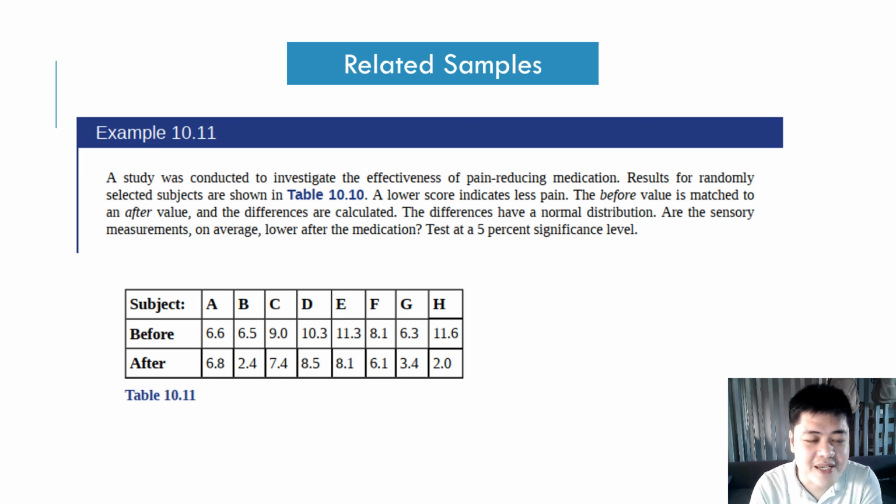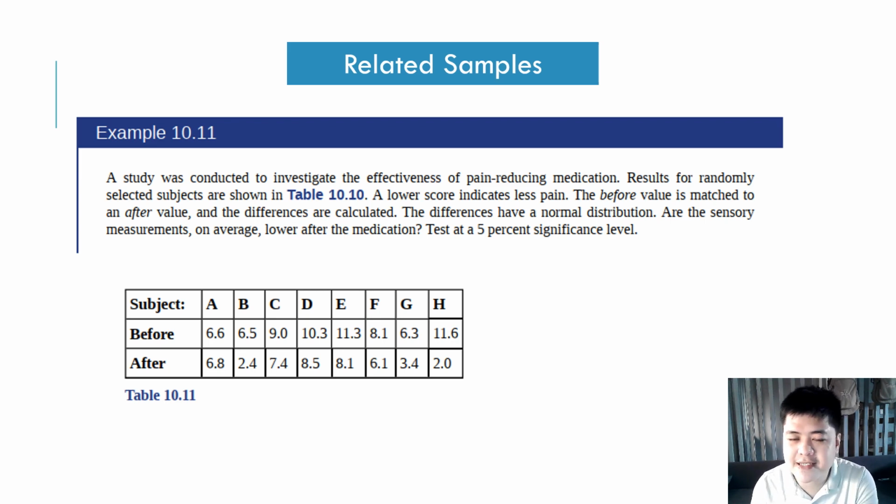Let's have this. A study was conducted to investigate the effectiveness of pain-reducing medication. Results for randomly selected subjects are shown. Only one group was selected. A lower score indicates less pain. The before value is matched to the after value, and the differences are calculated. The differences have a normal distribution. Are the sensory measurements on the average lower after the medication? That's what we're going to answer later.